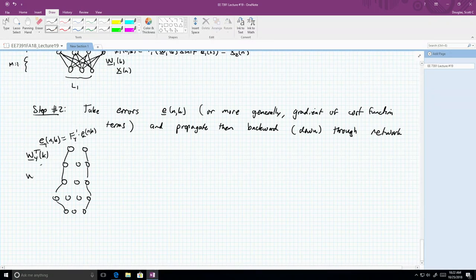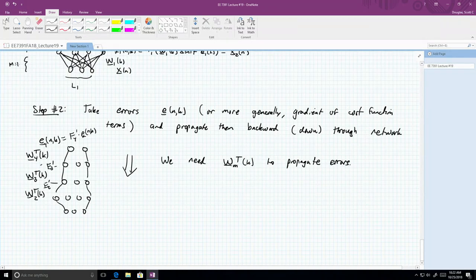And then we multiply by W4 transpose, and that's going to give us a vector here, and then we multiply by W3k transpose, and that's going to give us the vector here, and of course we have the f's too. So we're going to have the F3 prime, the F2 prime, and so on. So this is getting propagated backwards. So this is going this way, right? And we need basically Wm transpose of k to propagate errors.